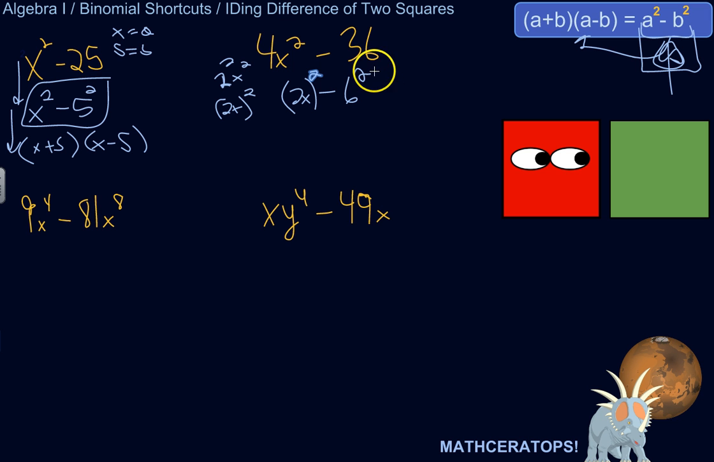All right, so let's keep going. They get harder. We've got 9x to the fourth minus 81x to the eighth. So it looks like we're going to need to know this rule of the power of a product, and actually we're going to need to know powers of powers.